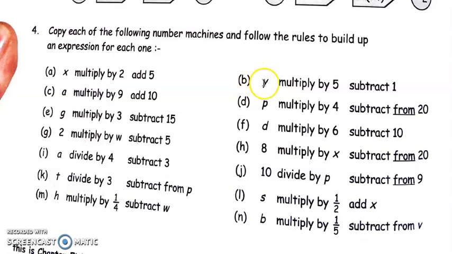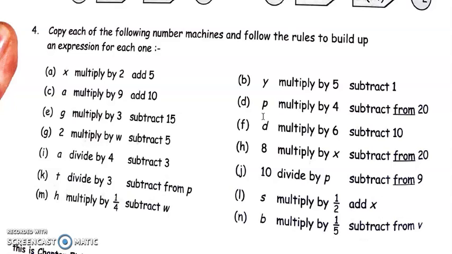So you've got y multiplied by 5, subtract 1. Okay, so see if you can turn that into an expression, thinking about your input number, your processor, and your output number. Now, there's a couple of these that might try and trick you up. Okay, so if you look at D, for example, you will see the wording is slightly different.